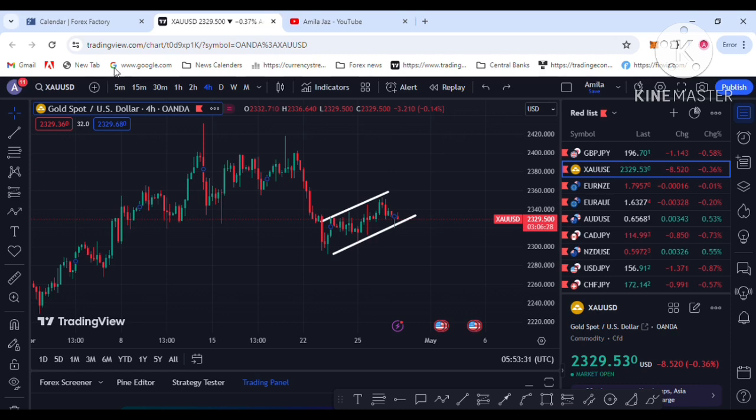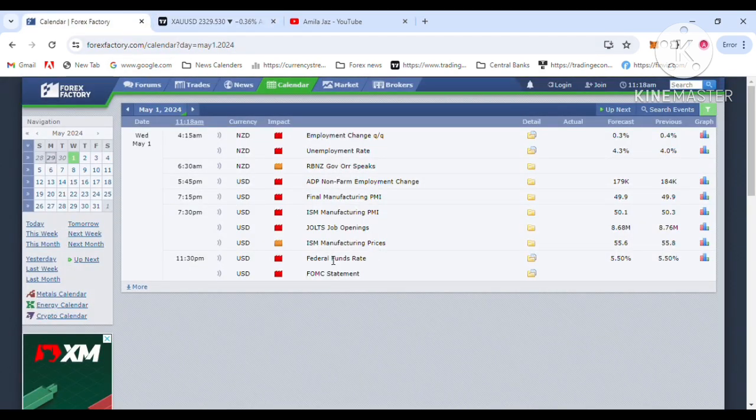So let's see Forex Factory. It's Wednesday, 1st of May. 5.5 is the current interest rate. The American central bank is forecast to pause the rate again. This is the sixth time the Fed is forecast to pause the rate at 5.5.